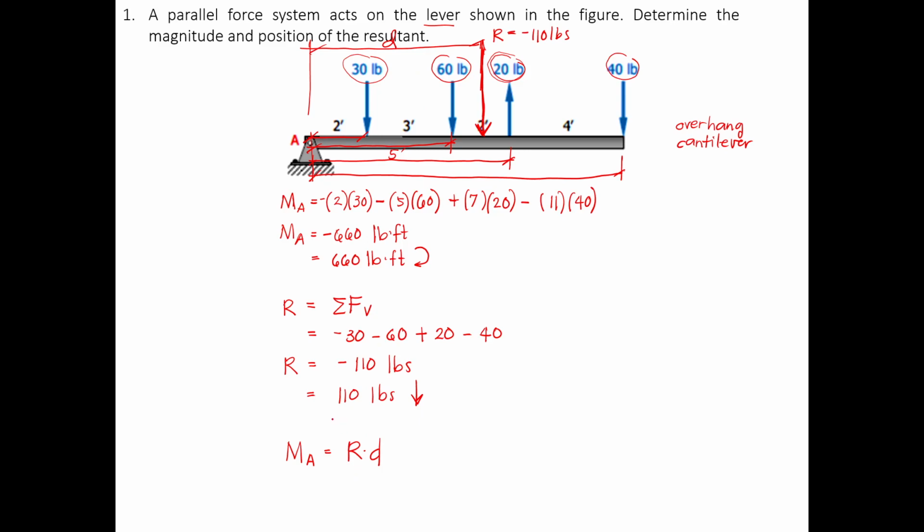So where do we get M sub A? M sub A is this one, what we have solved earlier. And then R is in this direction. So what is unknown in the equation is now the distance. So we're going to have negative 660 pound-feet, then negative 110 pounds times the distance D. So 660 divided by 110 is 6 feet. So distance is equal to 6 feet.